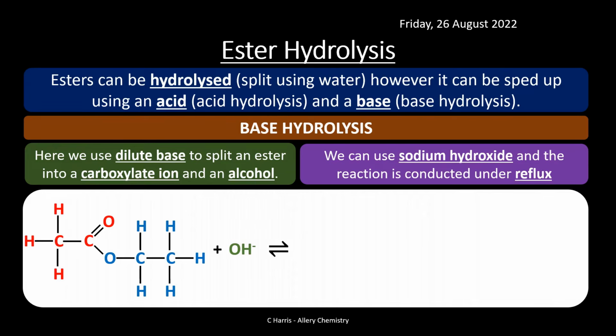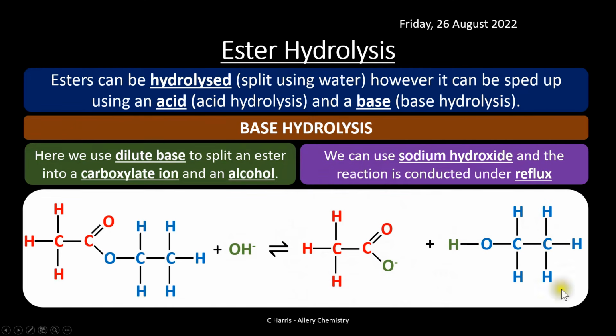So there's your ester. And there is your hydroxide ion, that's your base, as you can see there. And obviously that will form your carboxylate ion here. And then obviously form your alcohol, which is there as well. So you can see all of this is balanced. And obviously we're splitting this ester into its components. So that's hydrolysis. Okay, so this is base hydrolysis.